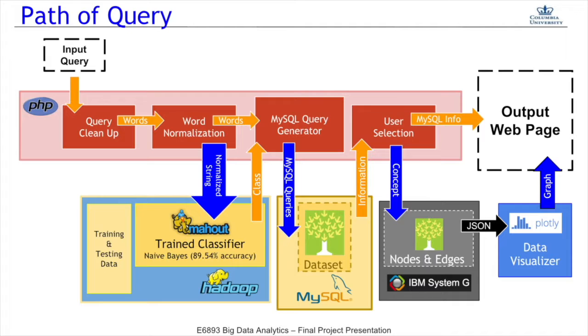When a concept is chosen, it's sent to IBM System G, which contains all the nodes and edges of the entire concept semantic map of the UMLS and outputs a JSON specific to the concept. Plotly, which is created by a Python script, visualizes the JSON content. The graph and MySQL info is finally shown on the output web page.